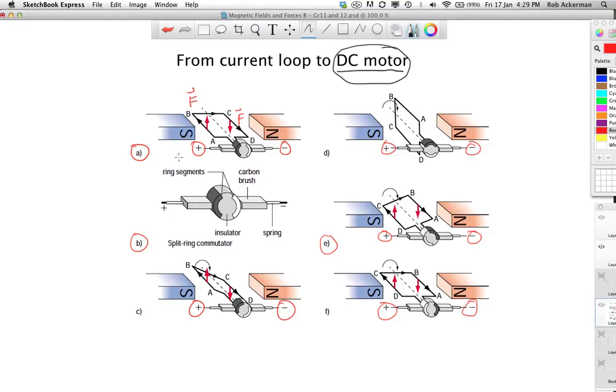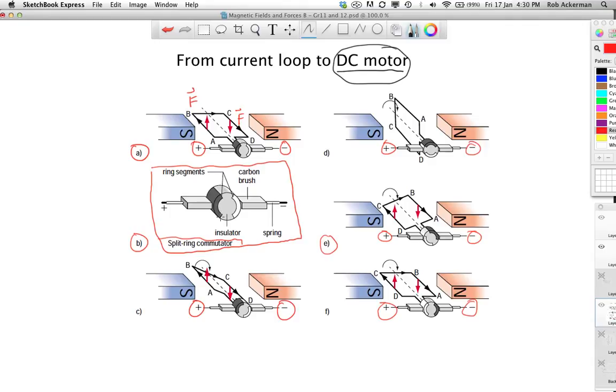What does change all boils down to this diagram that I skipped a moment ago. It's called a split ring commutator. And if you look at it, what you can see is that the coil is attached to this, which is attached to the terminals of the battery. As it rotates around, it allows the wires to slip past the positive terminal and onto the negative terminal. And the negative terminal slips over to the positive terminal.